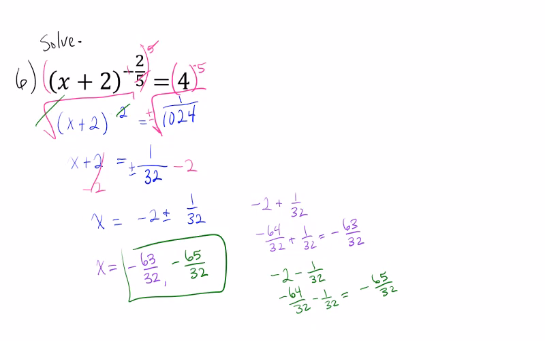And we don't have to worry about extraneous solutions because we have a 5th root. So since we raised both sides to the 5th power, that's not going to be a problem.